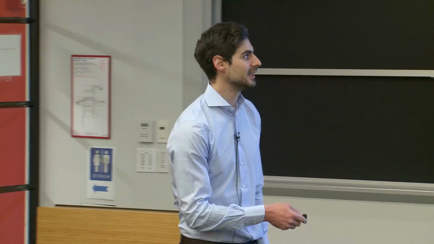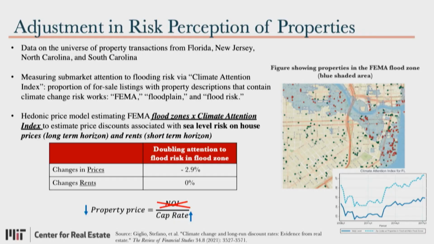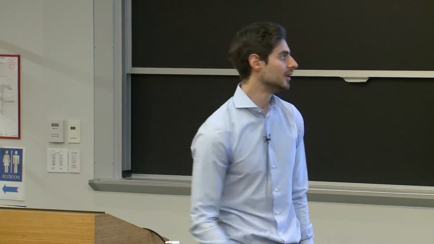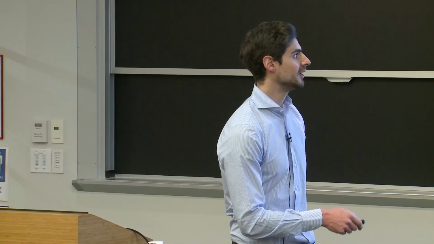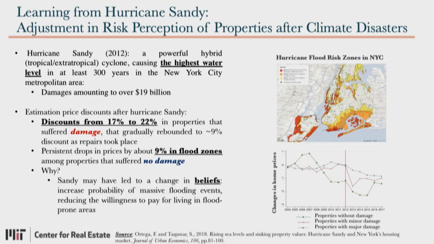You know that eventually some of those properties will face some problems, some destruction, and that will actually interfere with the cash flow of the properties. A similar story happened when you look at actual disasters. This is New York before and after Sandy, and what you see here is the development of the prices in the different properties.